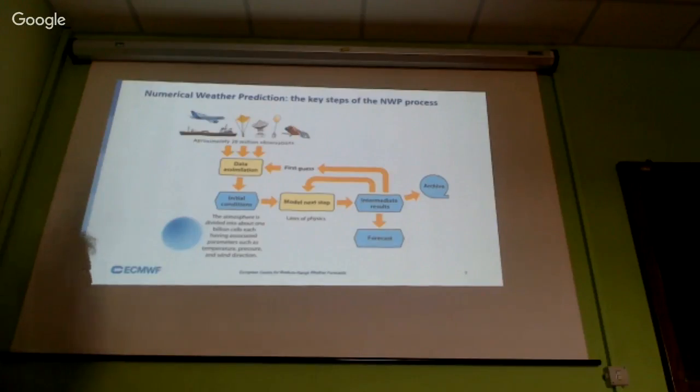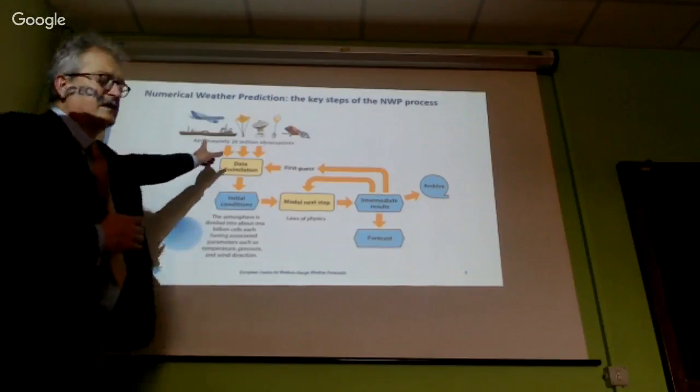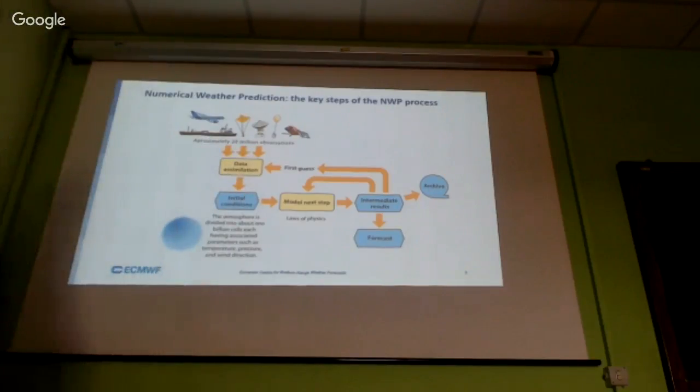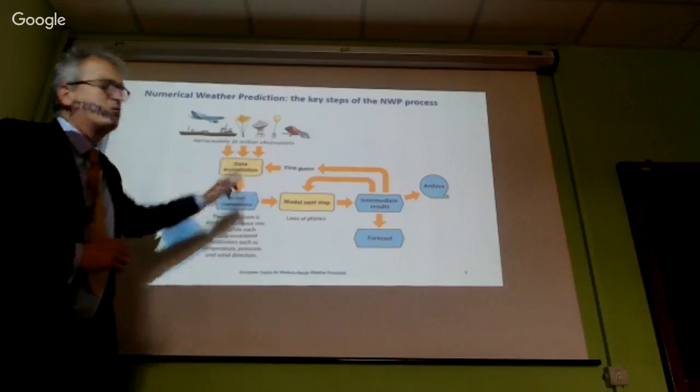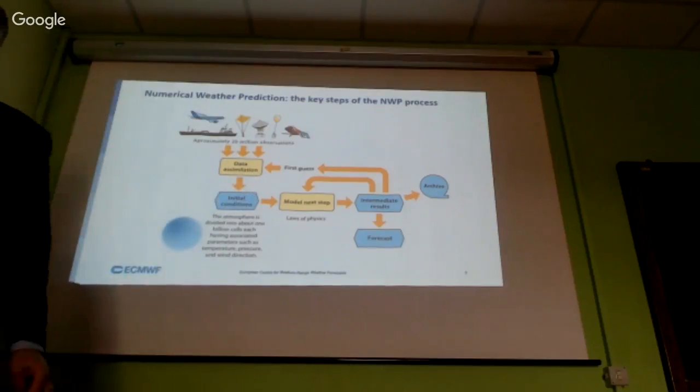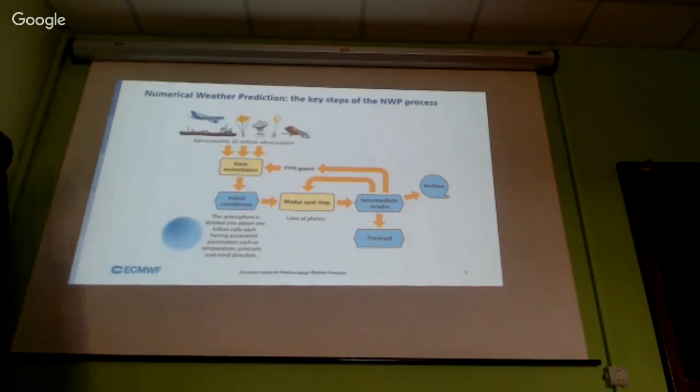So essentially, it includes 4 main processes. We accumulate a lot of observations. About 20 million observations are assimilated every 12 hours. Then we go through a process called data assimilation. Data assimilation is required to define the initial condition of the system.